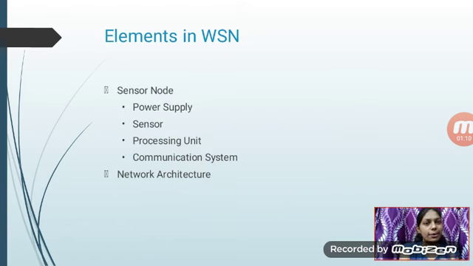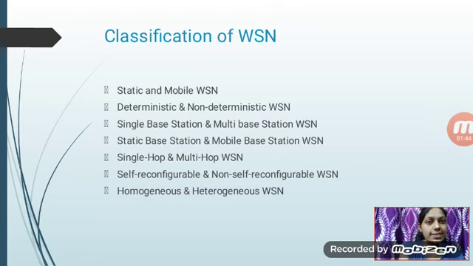The next is the elements in the wireless sensor network. It consists of two major elements: the first is the sensor node and the second is the network architecture. A sensor node also consists of four elements: power supply, sensors, processing unit, and communication system. Network architecture: when a large number of sensors are deployed in a large area to collect and organize data for analysis.